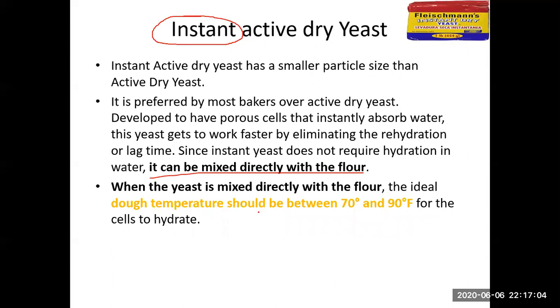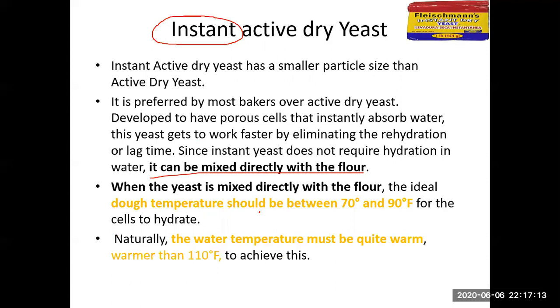And normally the dough temperature should be between 70 to 90 degrees Fahrenheit for the cells to hydrate. Another important thing is that whenever you use water for mixing with instant active dry yeast, the water temperature will be quite warm, as the yeast can be active instantly, and the temperature will be warmer than 110 degrees Fahrenheit. So that is our three kinds of yeast: first of all compressed yeast, then active dry yeast, then instant active dry yeast.